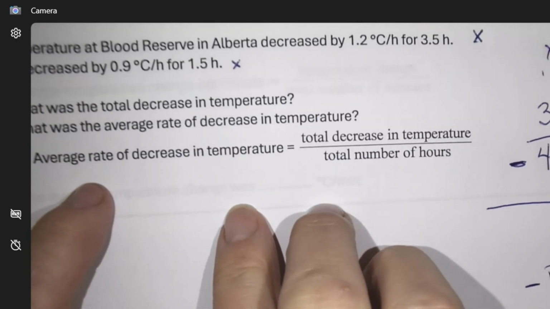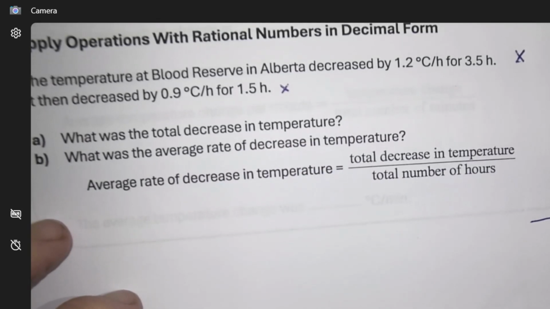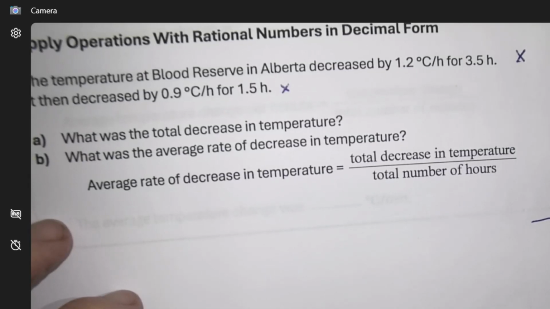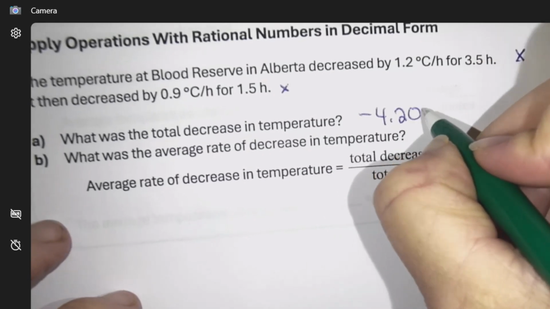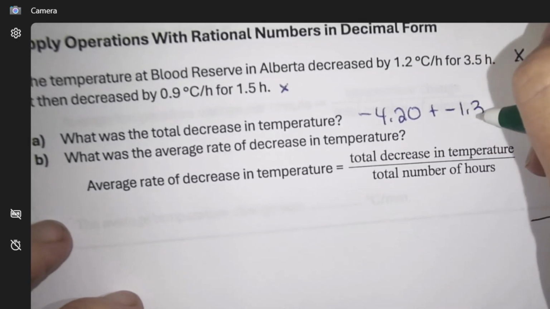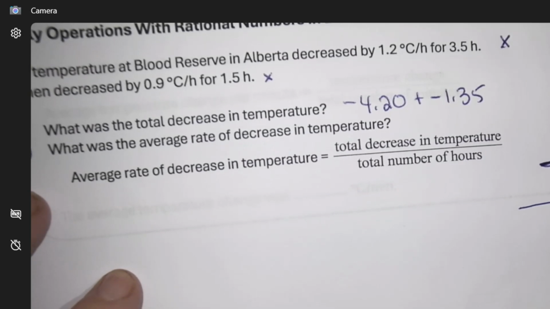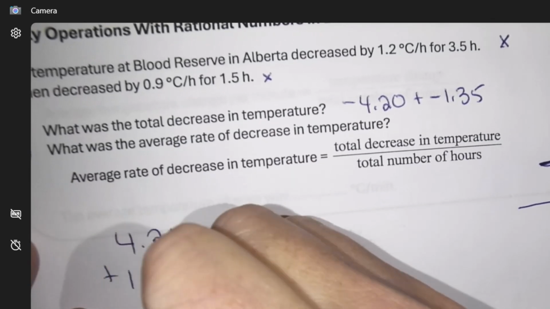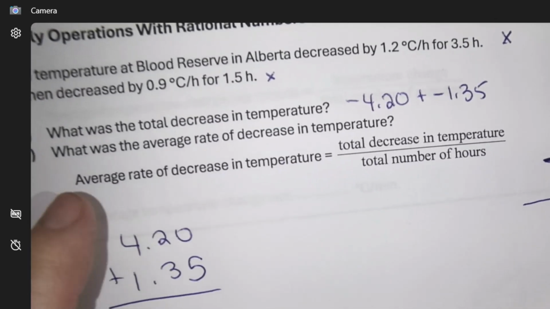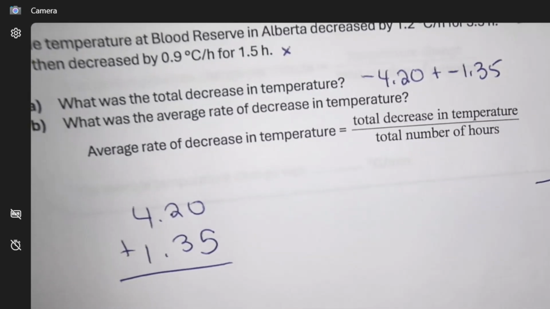So here's my question A. What was the total decrease in temperature? So it went down this much and then this much more. So what should I do mathematically with those numbers? Add them. So you went this much down and this much more down. So how much down is that all together? Okay, so they're both negatives. So you should add their numbers together.